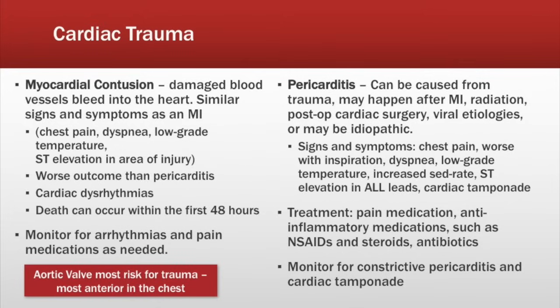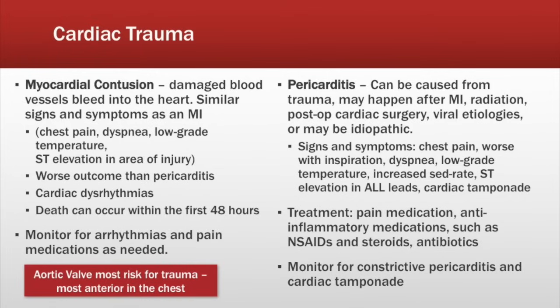So the contusion, this is damaged blood vessels that bleed into the heart, kind of like a bruise, similar in signs and symptoms to an MI. This is again based on the anatomy. So you're going to have chest pain, dyspnea, low-grade temperature, ST elevation in the area of injury. And we're going to go over the ST elevation and the leads and what views they look at later on in the video. So this has a worse outcome than pericarditis.